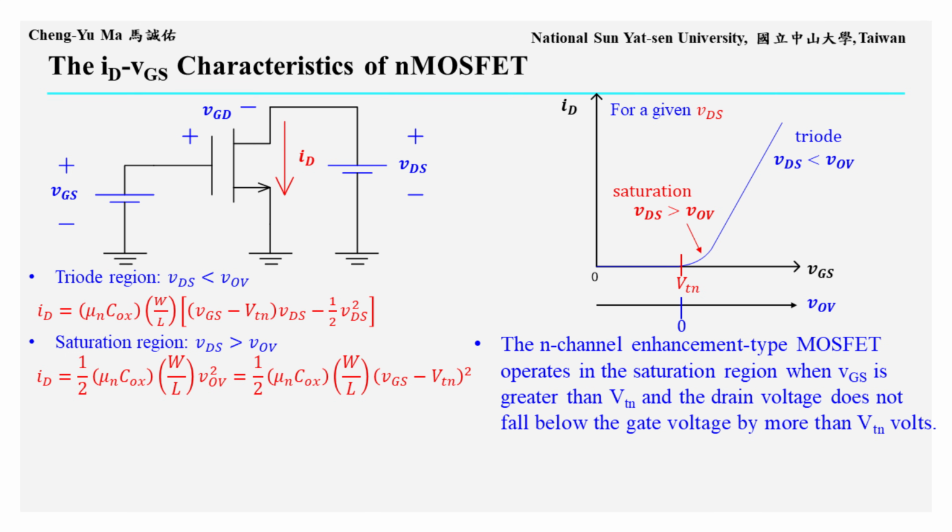In this region, ID has a square law dependence on VGS because it is proportional to the square of VGS minus VTN. As VGS continues to increase, VOV also increases. When VOV becomes greater than VDS, the device moves into the triode region, where ID becomes approximately linear with VGS. So in the ID versus VGS curve, an NMOS device goes from cutoff to saturation and then to triode. This idea will appear again when we discuss MOSFET amplifiers.